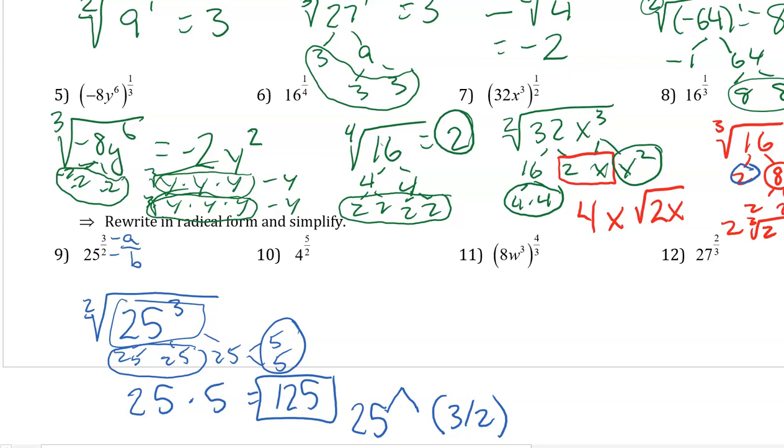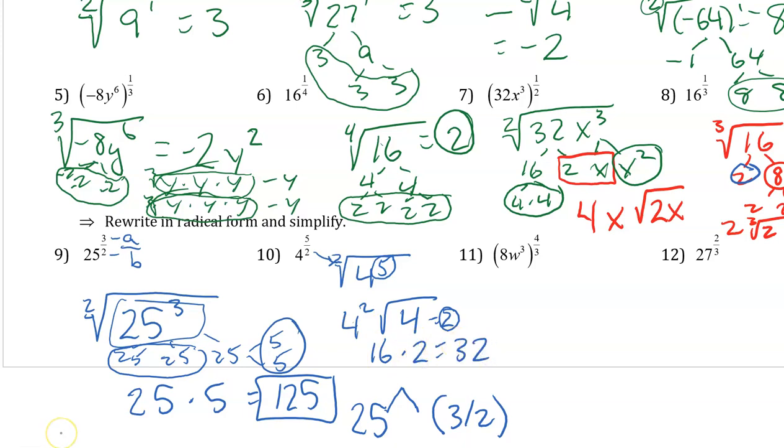Number 10, 4 to the 5 halves is the square root of 4 to the 5th. Our rules of exponents say that all we really need to do is divide this by 2. So that's 4 squared. We can take 4 squared out. And then I still have 1 remainder. Well, what's the square root of 4? That's 2. So it's 4 squared, which is 16, times 2, which is 32. So again, you can always check these in your calculator.